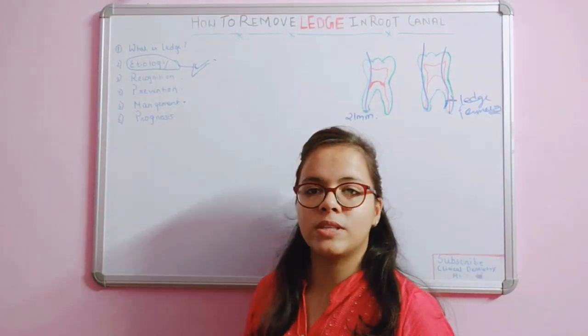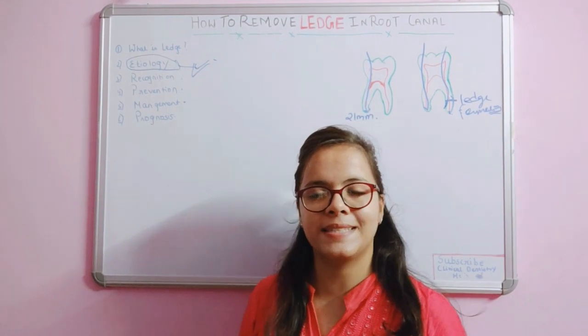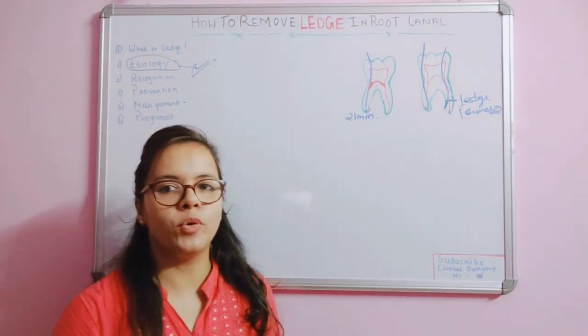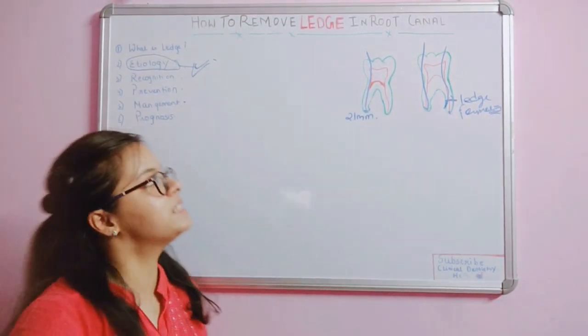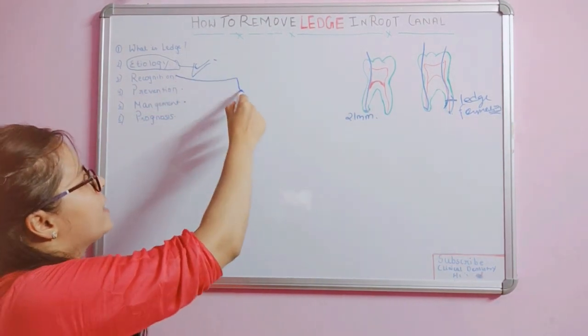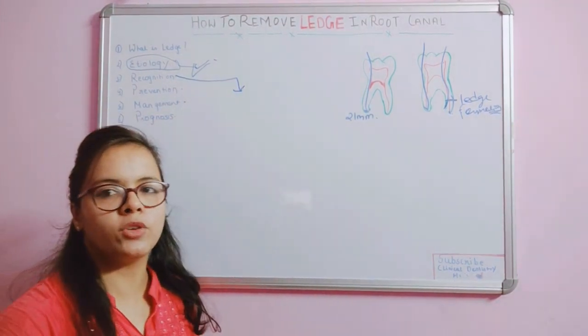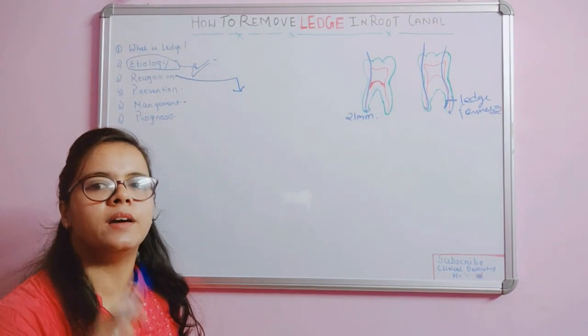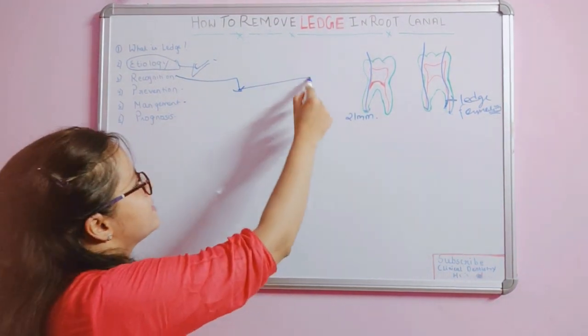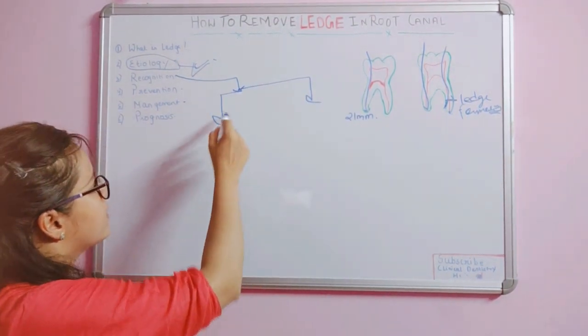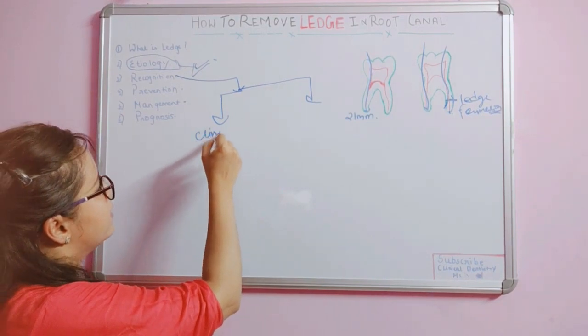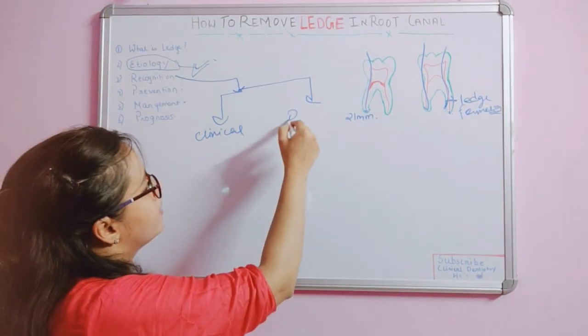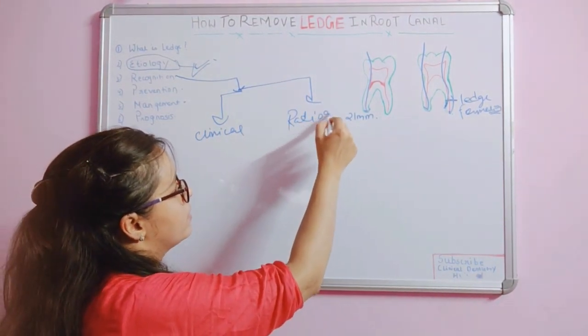So all these cases contribute to the formation of a ledge. Now when you see that ledge formation has taken place, how will you recognize it? Recognizing ledge formation can be done in two steps, that is clinical and radiographical.